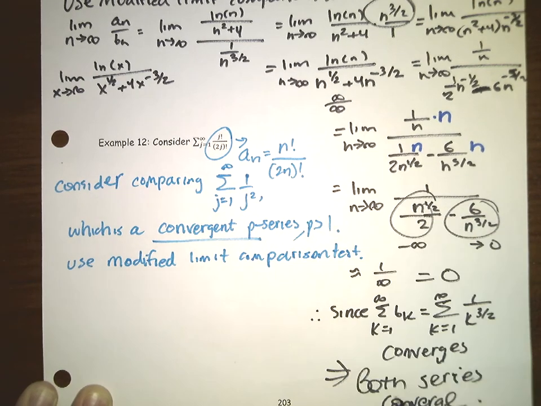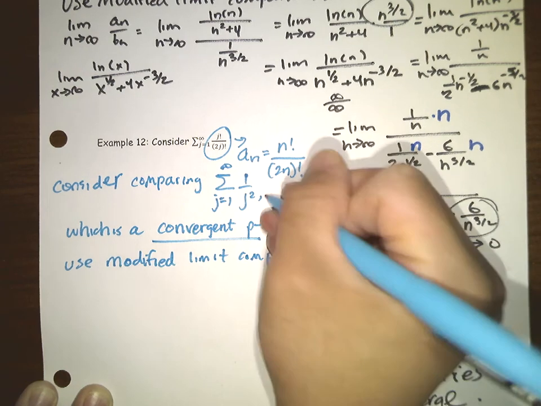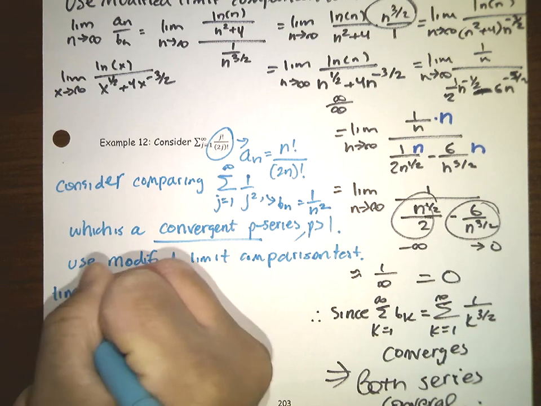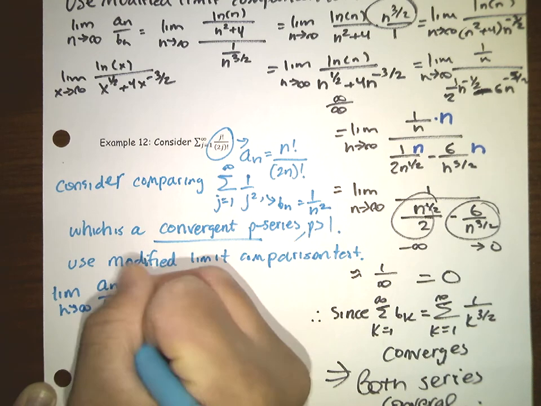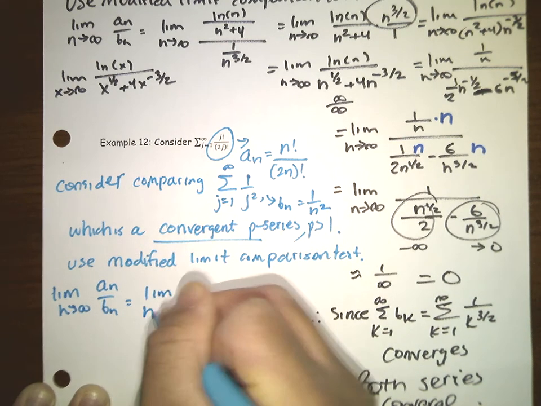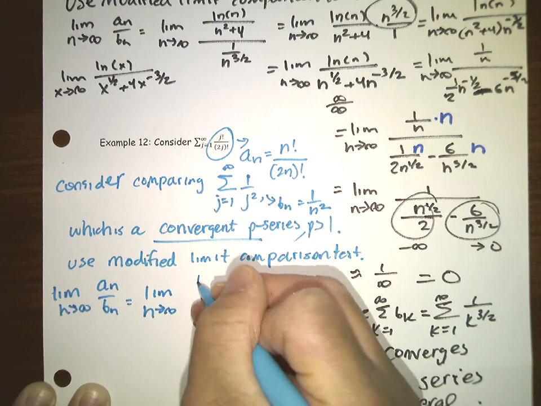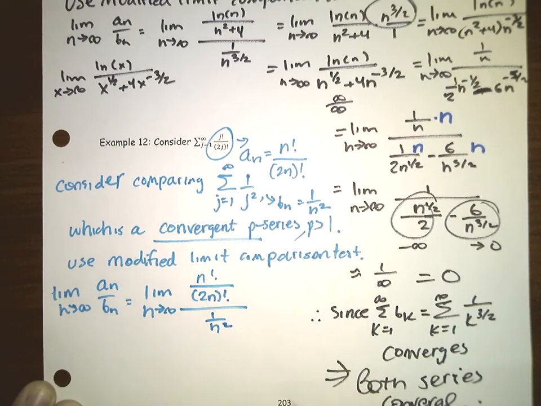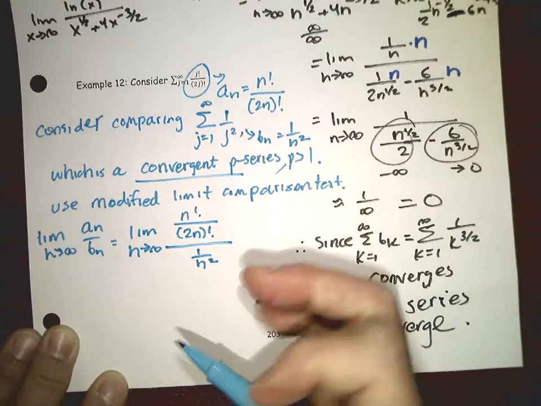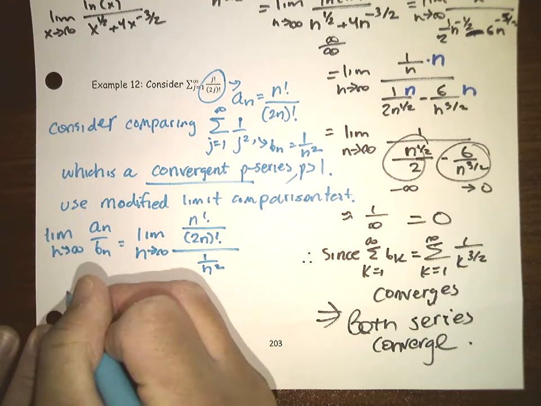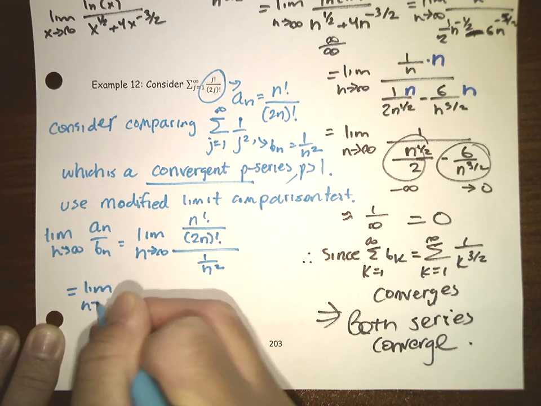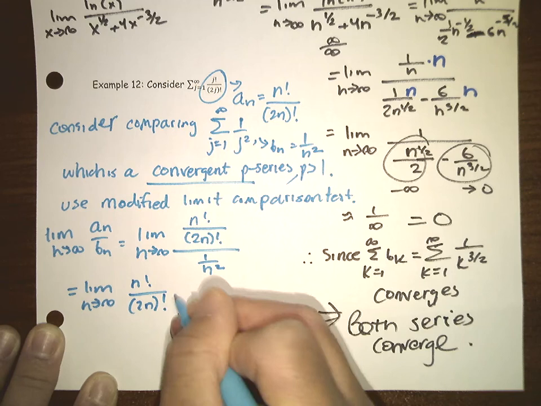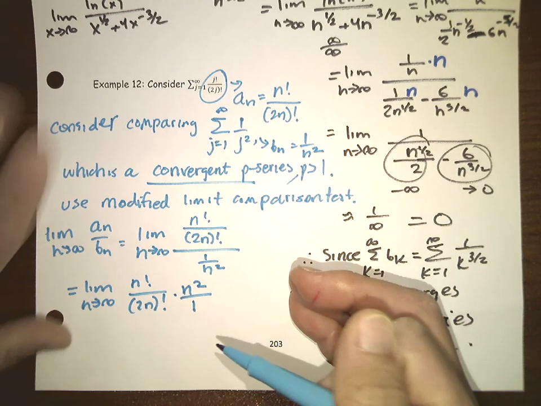So this is going to be my bn. My bn will be 1 over n squared. So the limit as n goes to infinity of an over bn is the limit as n goes to infinity of n factorial over 2n factorial over 1 over n squared. Now I'll multiply by the reciprocal just like usual. So the limit as n goes to infinity of n factorial over 2n factorial times n squared over 1.